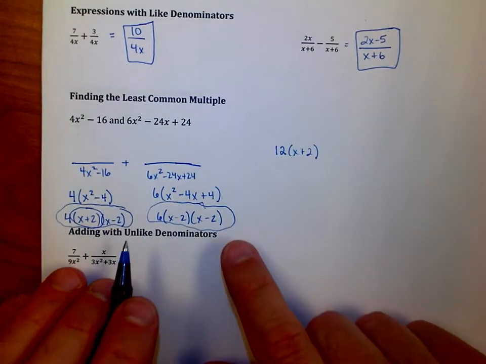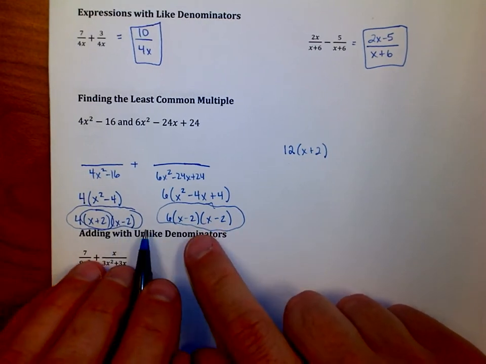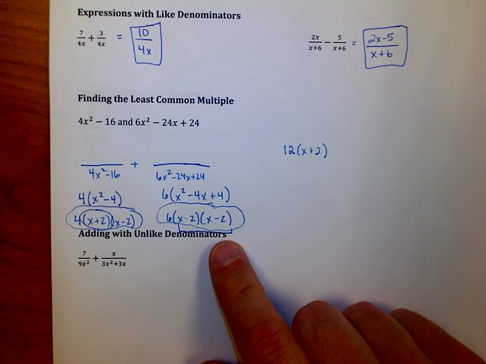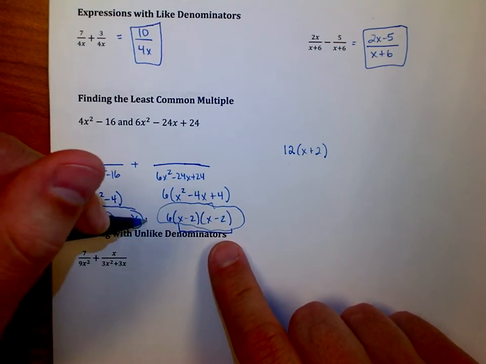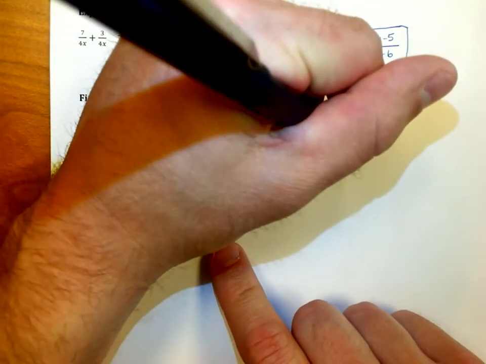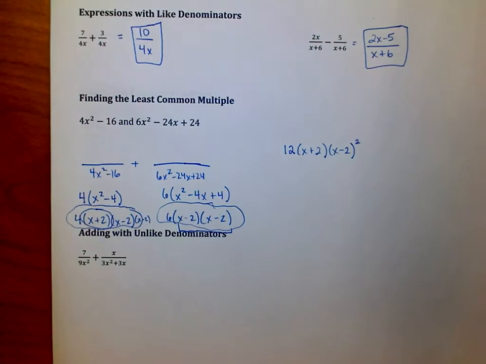Well, hey, look, the problem here is that I actually need an x minus 2 to occur twice. These two mean that it needs to happen twice. I only have one x minus 2 over here, so I would have to multiply both top and bottom of the fraction by x minus 2 on the left. In other words, that's going to be my least common multiple.